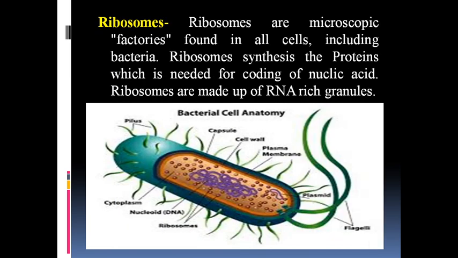Next, moving on to the ribosomes. Ribosomes are the microscopic factories. These are the ribosomes, the microscopic factories, like round dots, no? These are the ribosomes, which are found in all the cells, including the bacteria.